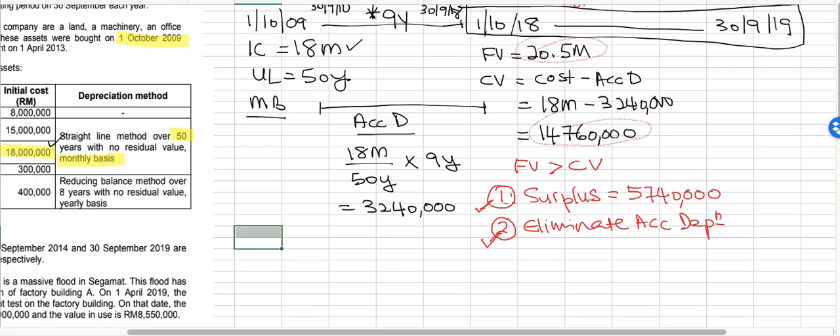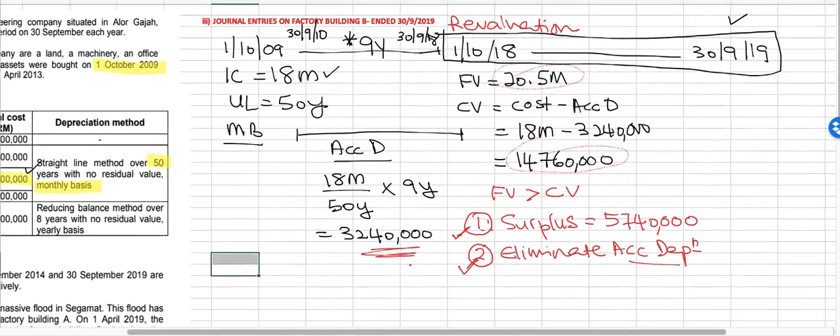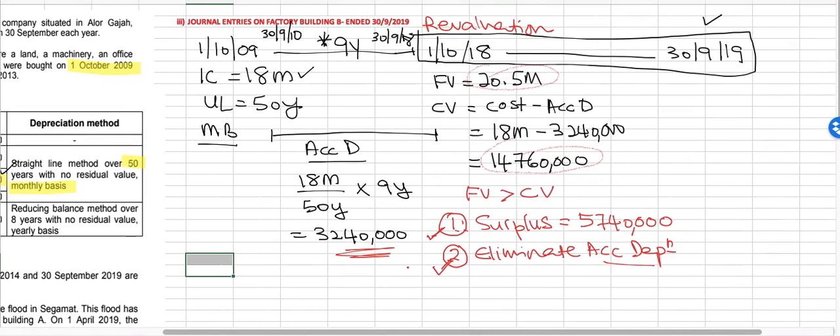You have to recognize the surplus or deficit. And the second one is to eliminate the accumulated depreciation. Which one? Accumulated depreciation, of course, the one that you have calculated before. Alright. So, why does the standard require us to eliminate the accumulated depreciation?